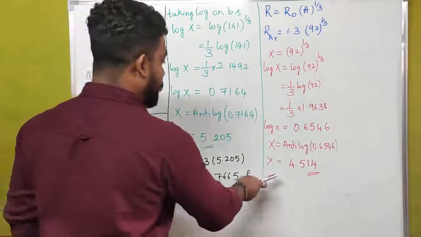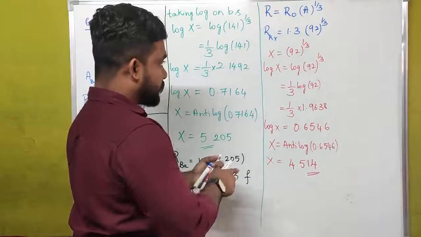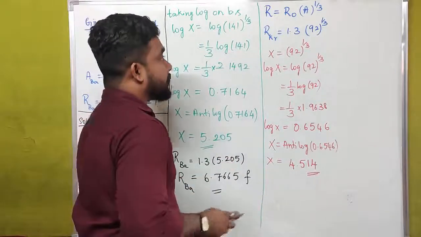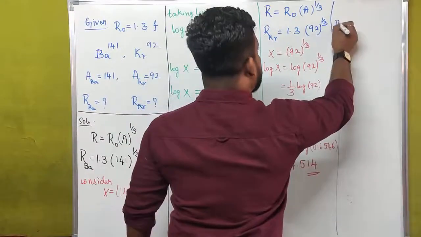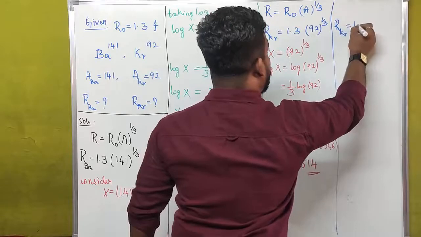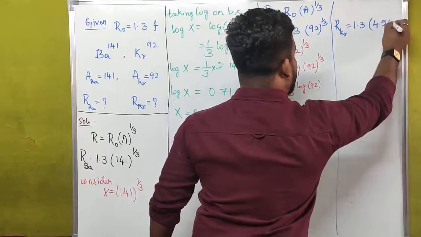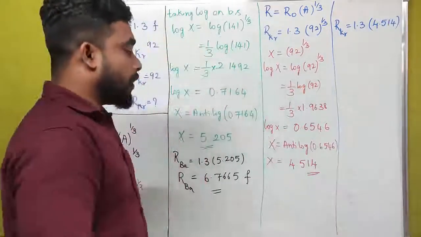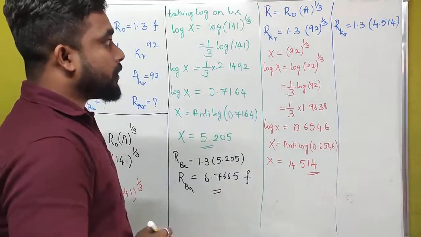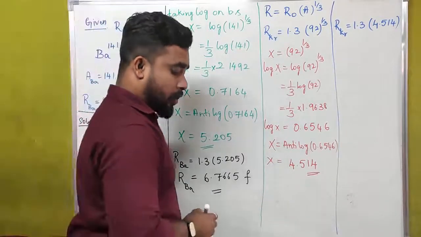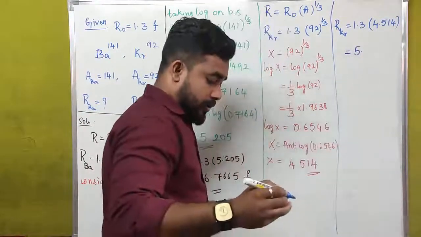If we substitute the value of x here, what will we get? That is, R krypton is equal to 1.3 into 4.514. If we multiply 1.3 with 4.514, here what we will get is 5.868.